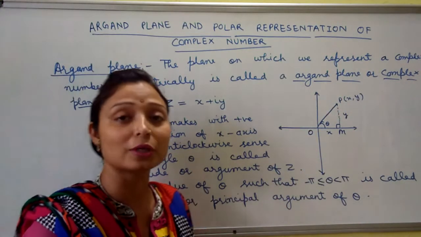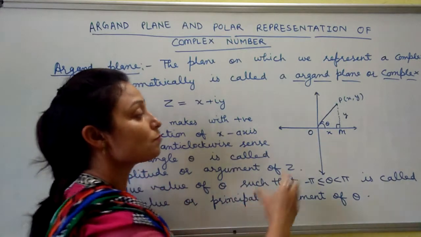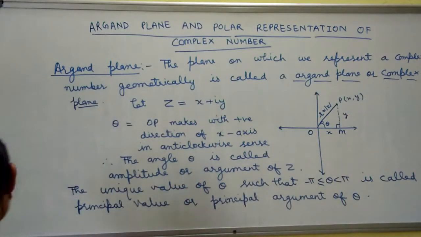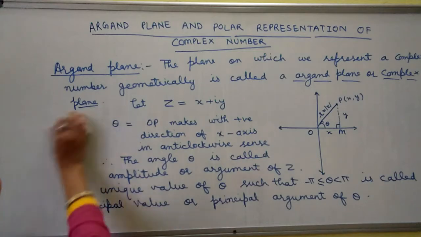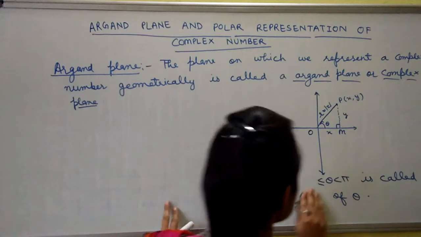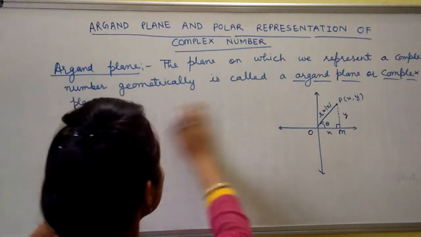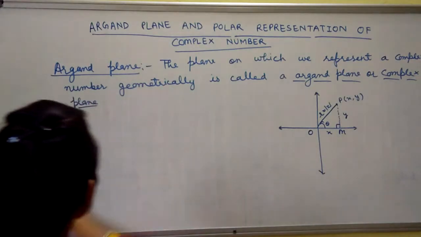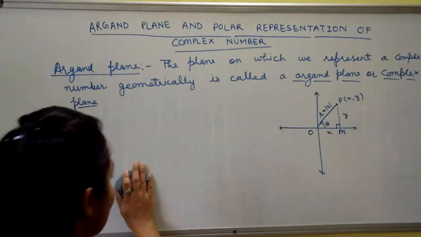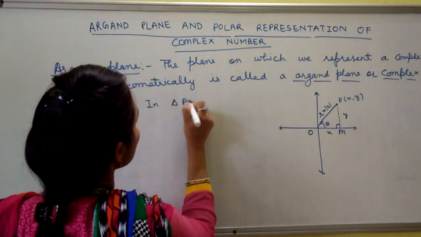Now come to the modulus and the value of theta. How can we find the value of theta and modulus? Modulus is represented by r. r is mod z. How can we find it? In the right angle triangle POM, with the help of triangle POM, we can easily find theta and modulus. So first of all, in triangle POM.